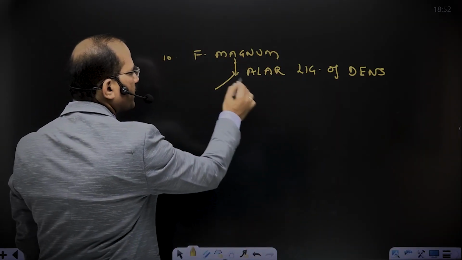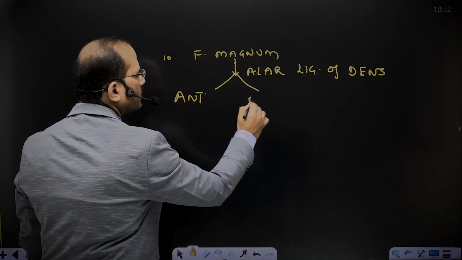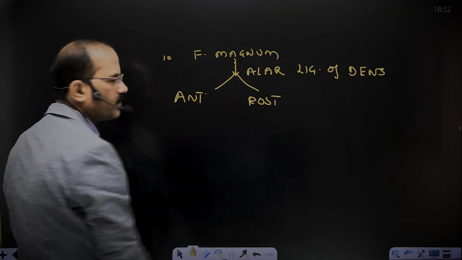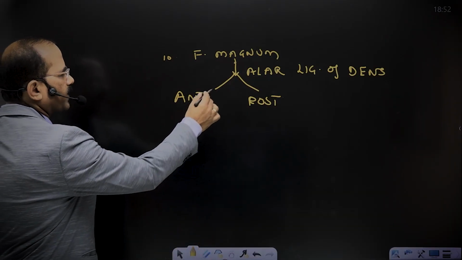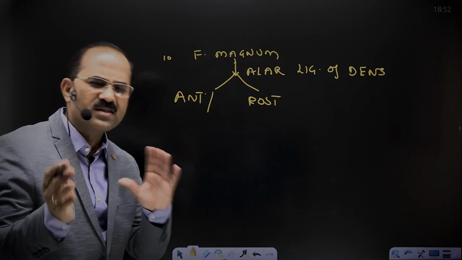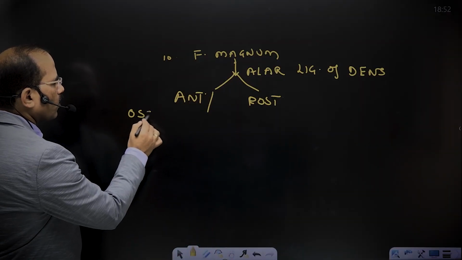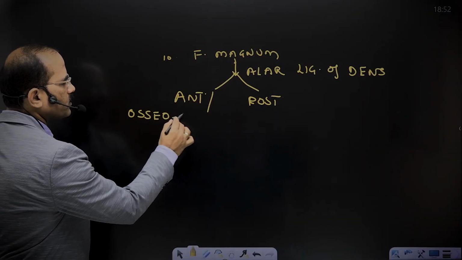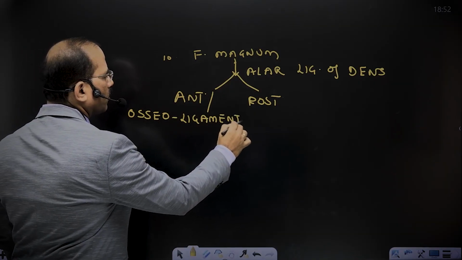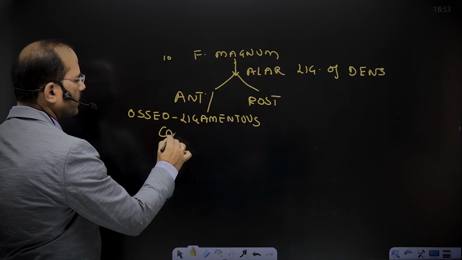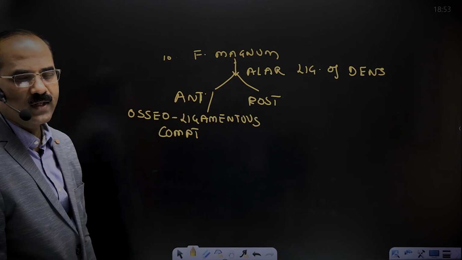So we get 2 compartments. One is the anterior compartment and the other is the posterior compartment. What passes through the anterior compartment are the bones and the ligaments. So we call this the osseo-ligamentous compartment. Osseous is bones, ligamentous is ligaments. So bones and ligaments pass from here.